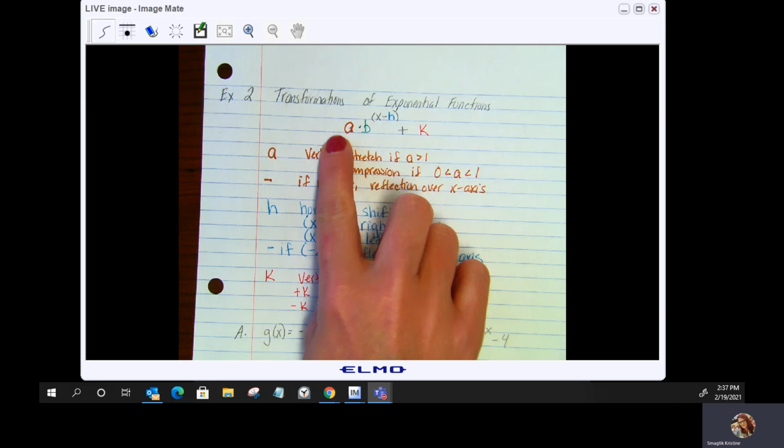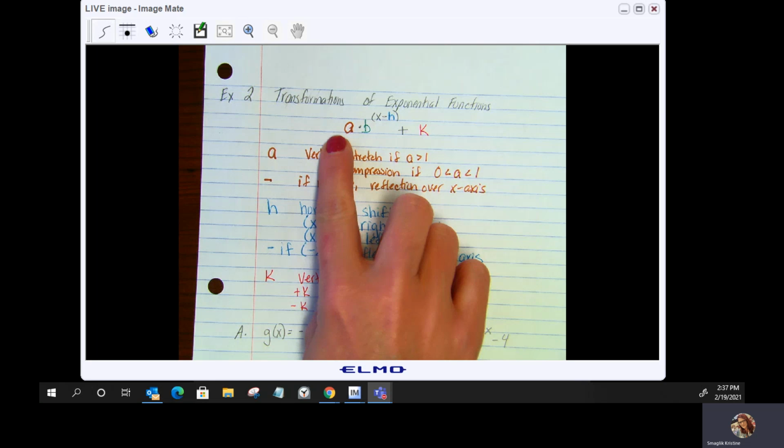And these triads. So here g of x equals 5 raised to the power of x plus 3. My a value again is 1, and my b value is 5. I have right here, it says plus 3. That means I'm going left 3 because my h value would have to be -3.